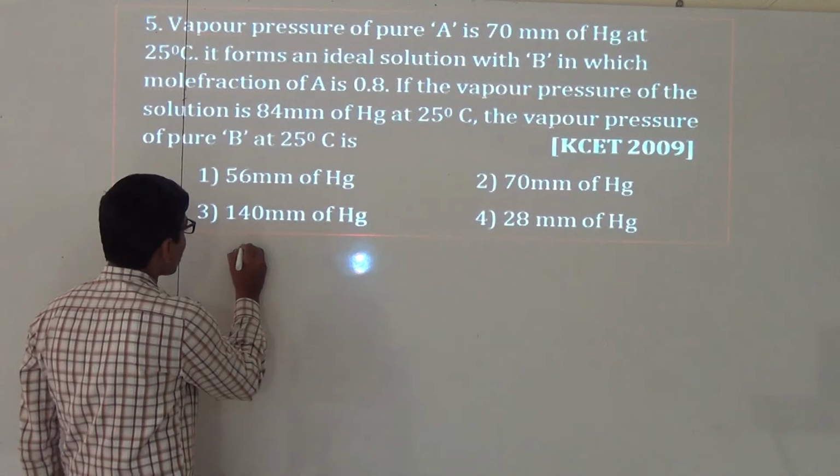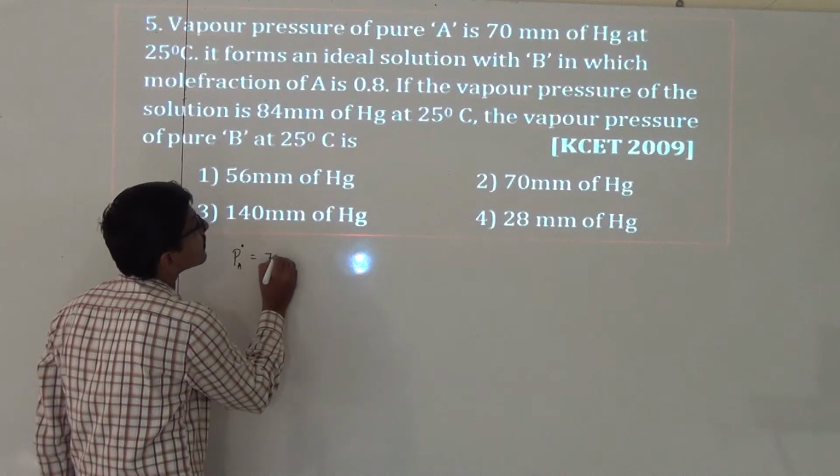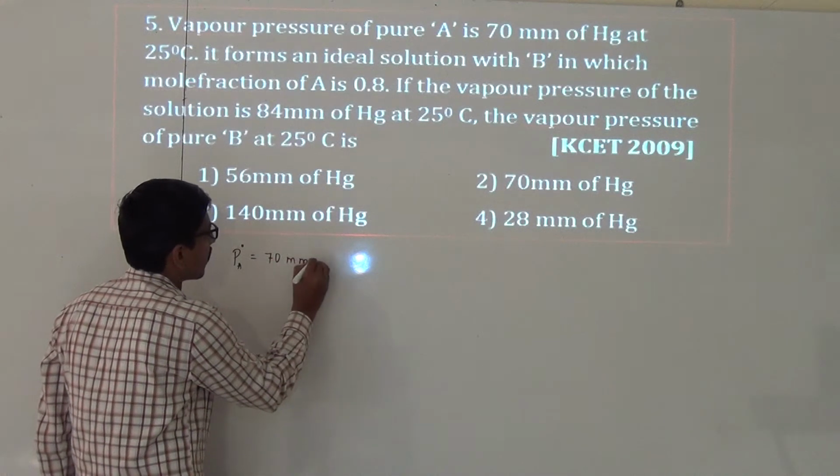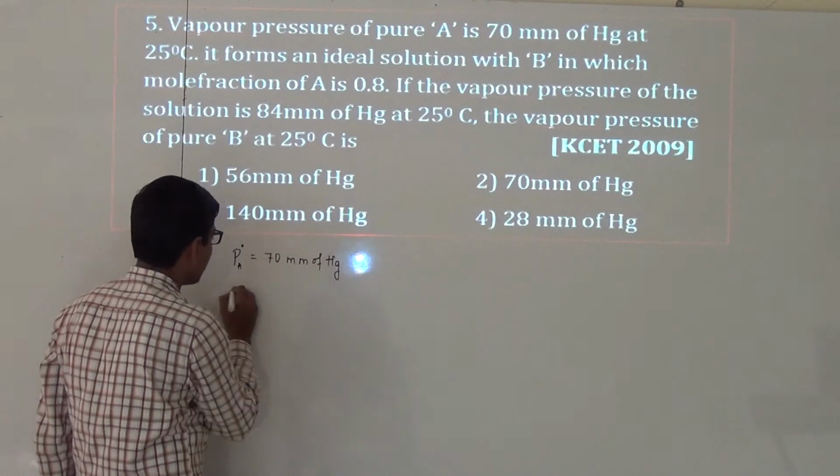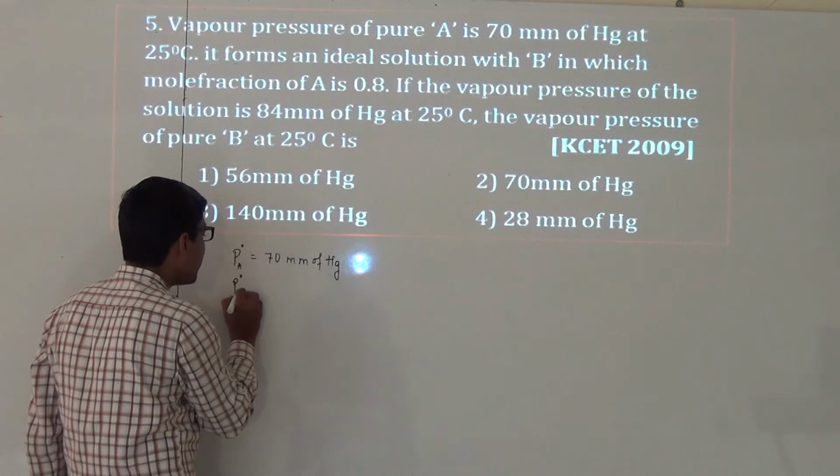at 25 degrees Celsius. PA naught is equal to 70 mm of Hg. We have to calculate PB naught.